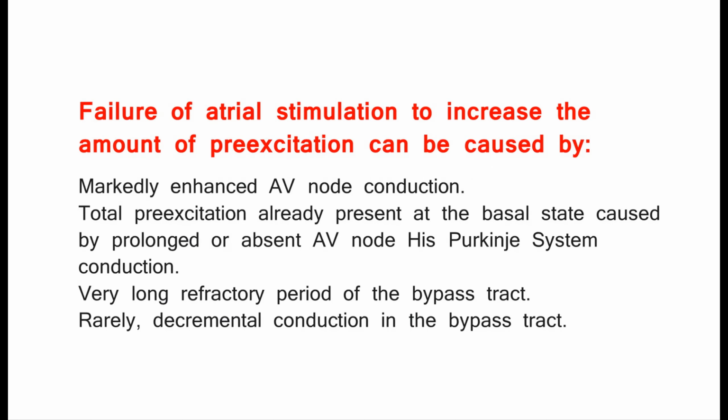Failure of atrial stimulation to increase the amount of pre-excitation can be caused by markedly enhanced AV node conduction. Total pre-excitation already present at the basal state caused by prolonged or absent AV node His-Purkinje system conduction. Very long refractory period of the bypass tract. Rarely, decremental conduction in the bypass tract.